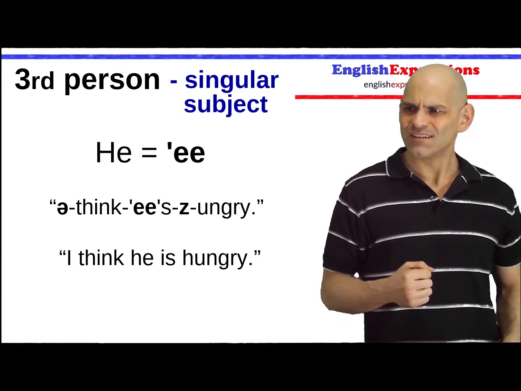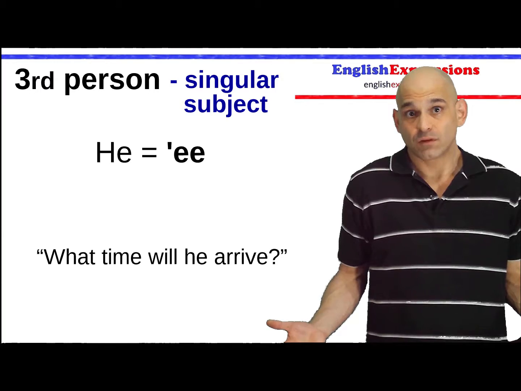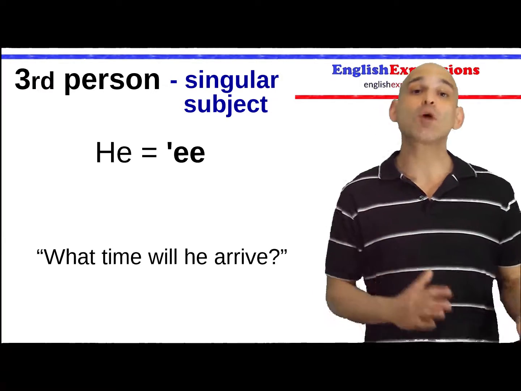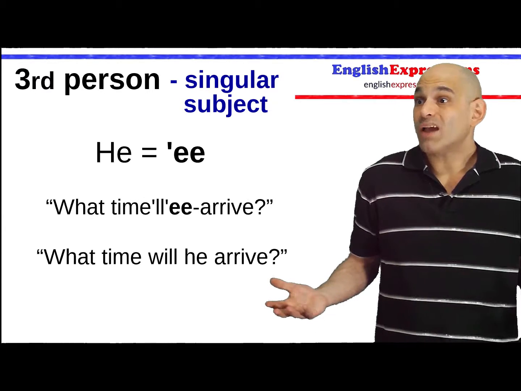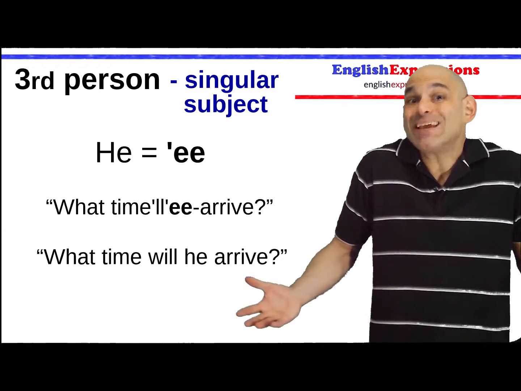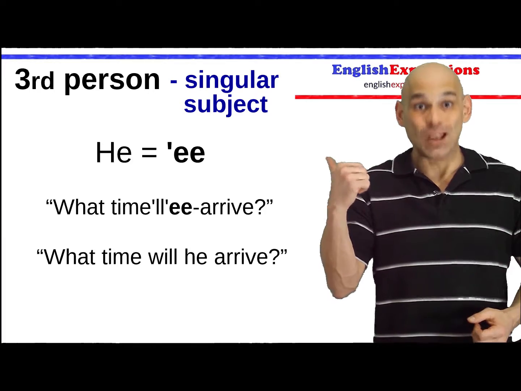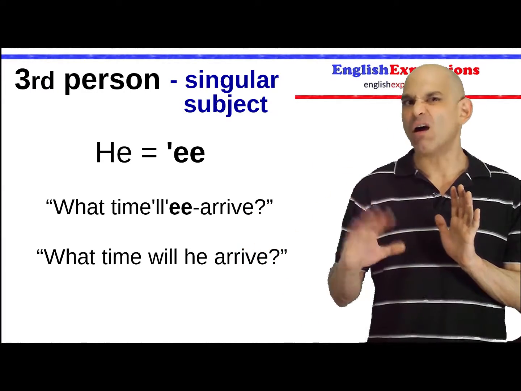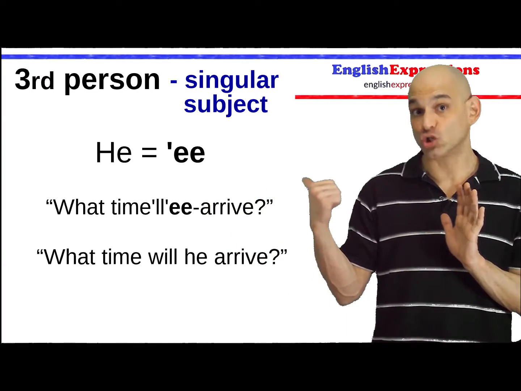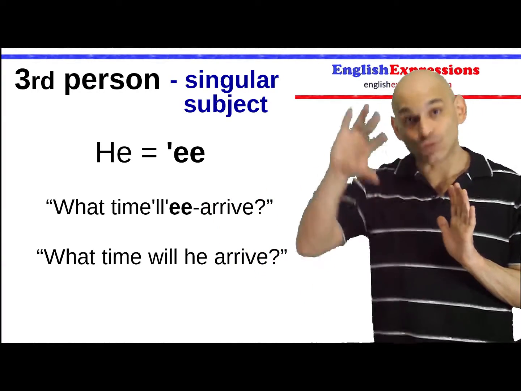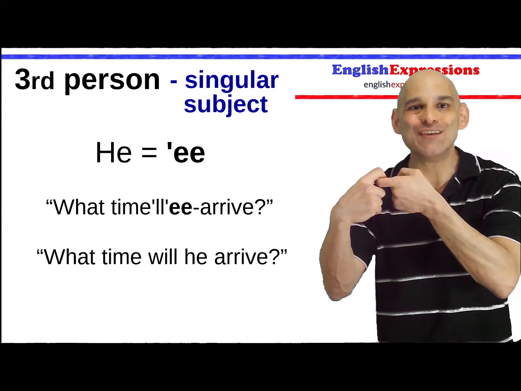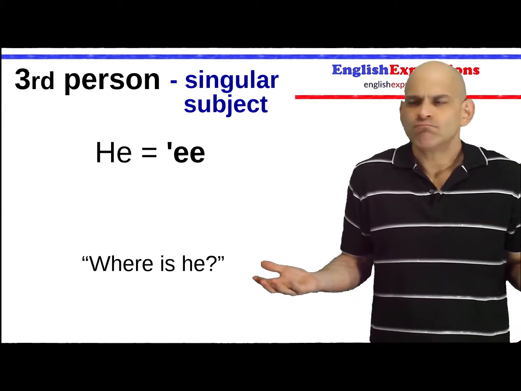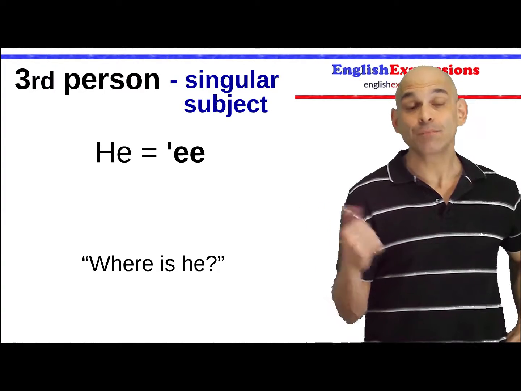What time will he arrive? A native English speaker probably wouldn't say that. A native English speaker would probably say, what time will he arrive? So here we have lots of linking. What time will, no, what time will, we use the contraction there. What time will he? Drop the H, link it on to the L's. What time will he arrive? Where is he? A native English speaker might say that.